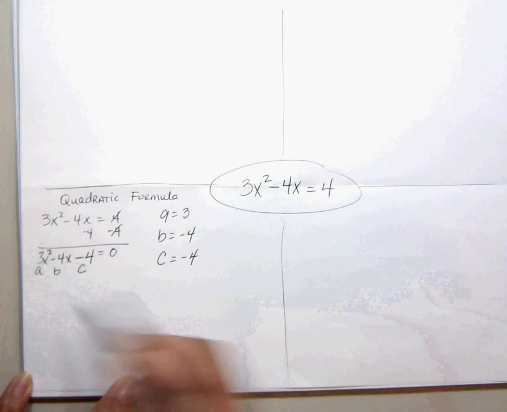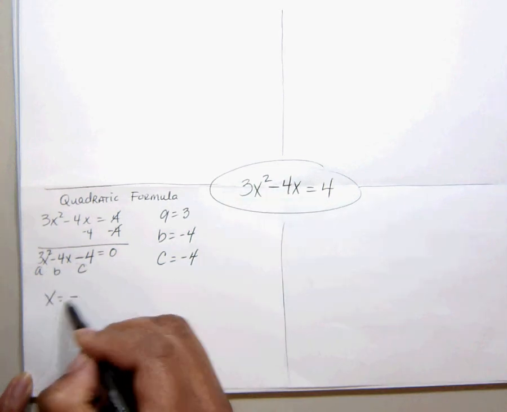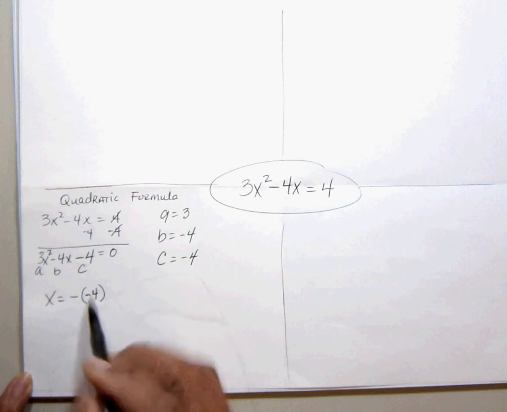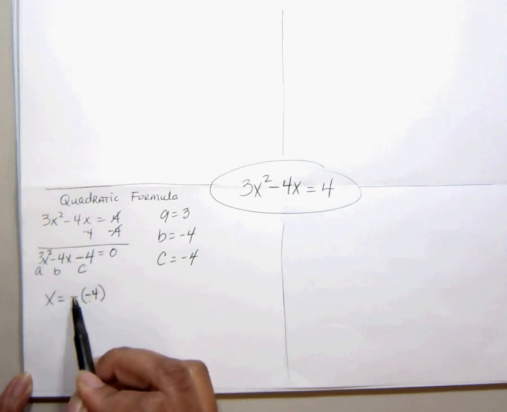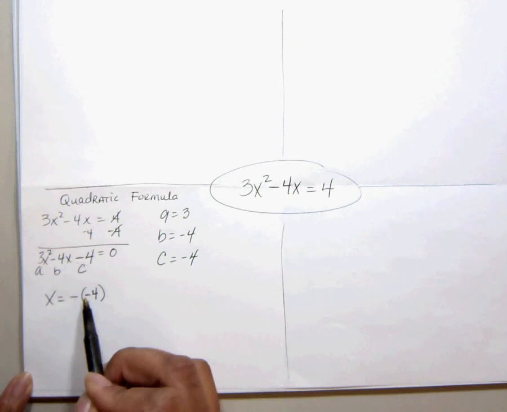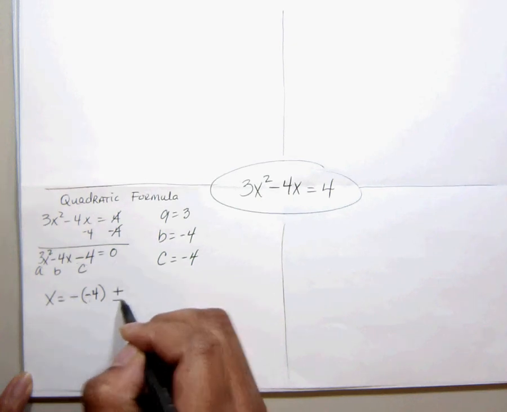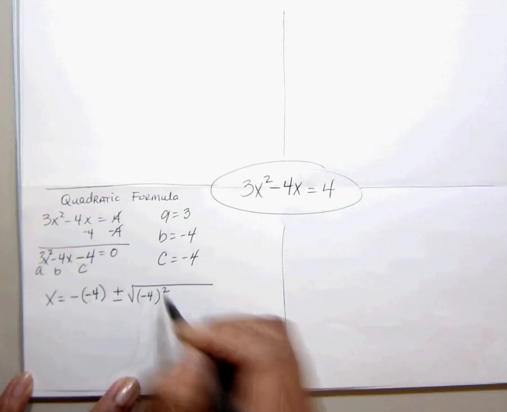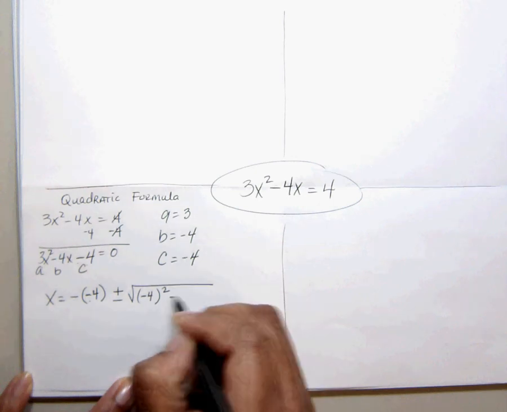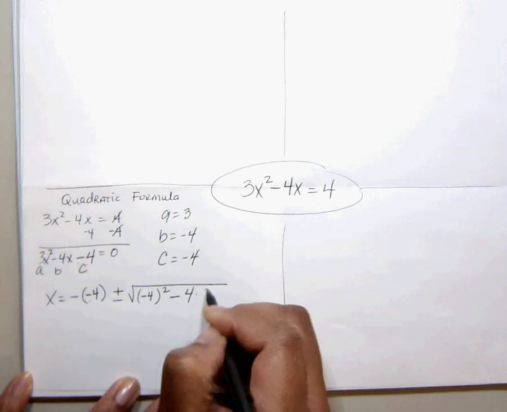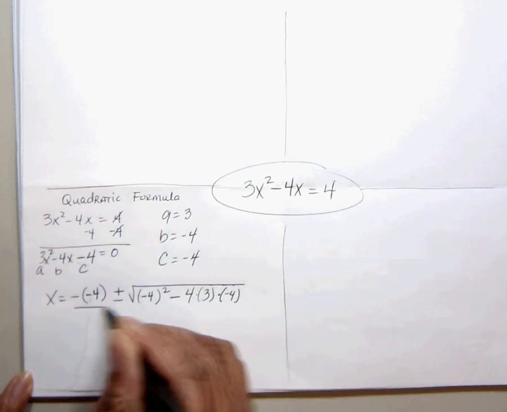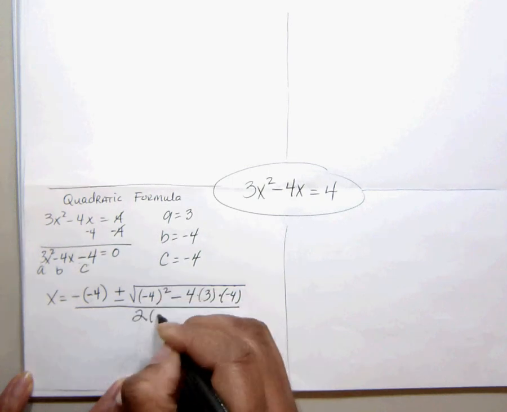So now we're going to use the quadratic formula. X equals negative B. So I have to plug in my B and write the negative. B is negative, so I do have 2 of them this time. Plus or minus the square root of B squared. So negative 4 squared. Minus 4 times A times C. All over 2 times A.